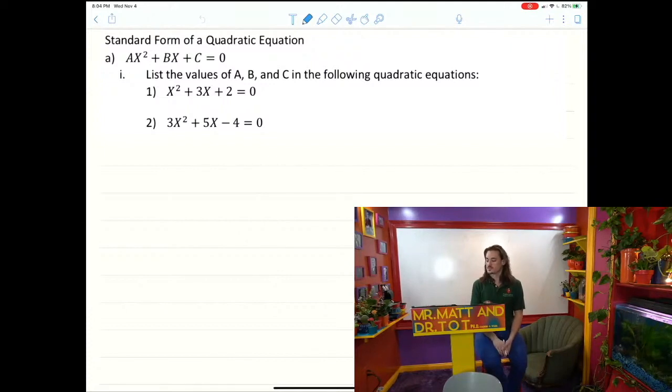So let me solve the first question here with you, and then I'll give you some time to look at question 2 and the other problems as well. Here, list the values of a, b, and c in the following quadratic equations. Number 1 says x squared plus 3x plus 2 is equal to 0. Again, when there is no coefficient, it's implied to be 1. So in this quadratic, a is equal to 1, b is equal to 3, and c is equal to 2. I'm going to give you 2 minutes. I'd like you to complete question number 2.